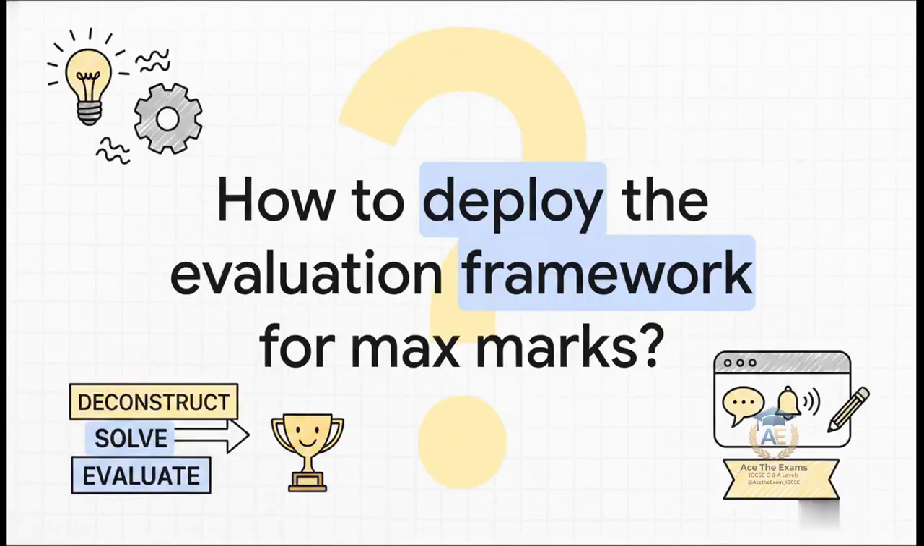Which brings us to our final system check. If a really complex error crashes your trial balance, how will you deploy the Deconstruct, Solve, Evaluate framework to extract maximum method marks? I want you to really think about that. I challenge you to apply this cheat sheet architecture to your very next past paper. Treat it like a high-stakes hackathon.